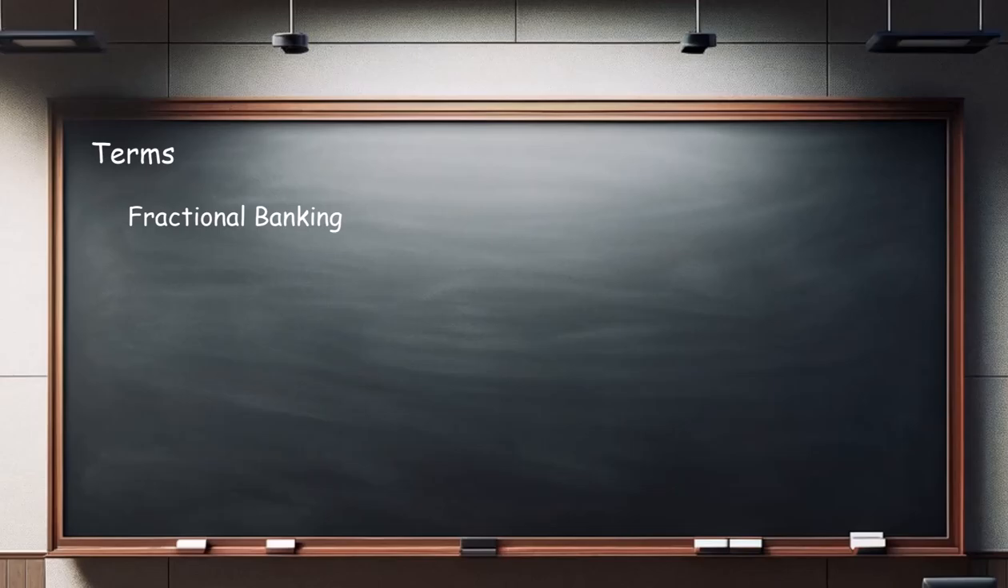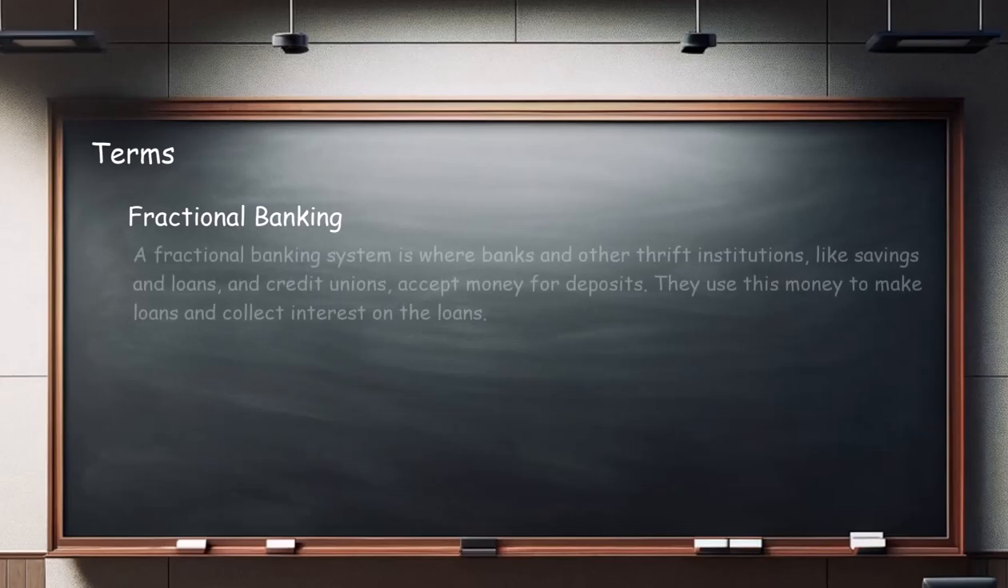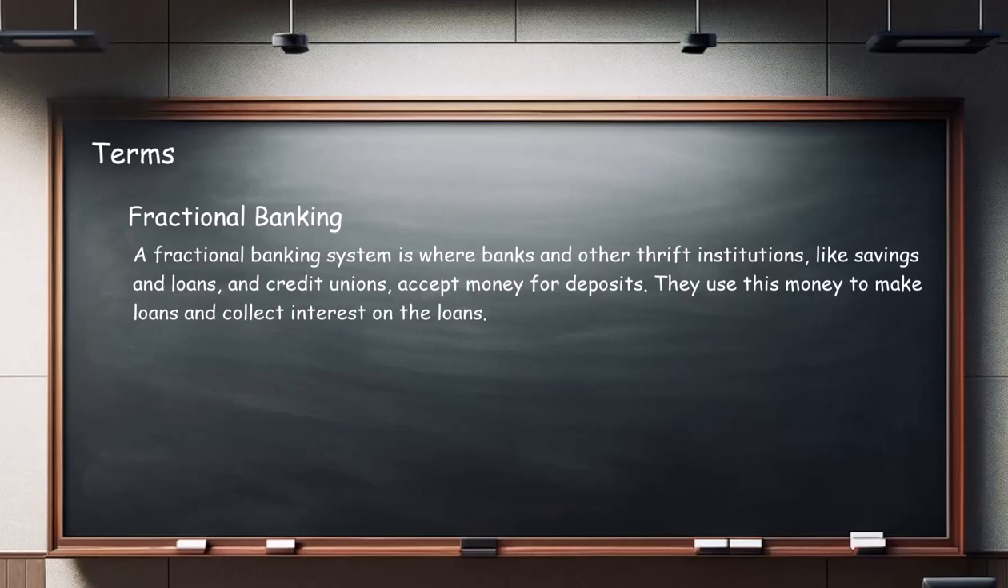One of the keystones of understanding modern banking systems is fractional banking. A fractional banking system is where banks and other thrift institutions, like savings and loans and credit unions, accept money for deposit. They use this money to make loans and collect interest on the loans. However, the government requires banks to keep part of the deposits so depositors can access their money if needed.